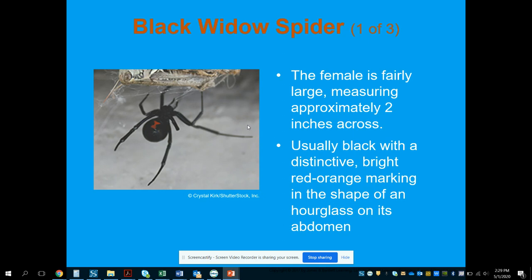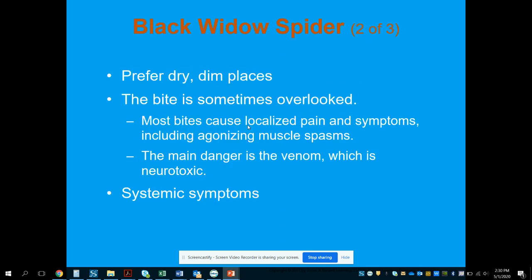The black widow spider, the female, is fairly large, measuring approximately 2 inches across. Usually she is black with a distinctive bright red-orange marking in the shape of an hourglass on her abdomen. They prefer dry, dim places. The bite might sometimes be overlooked.